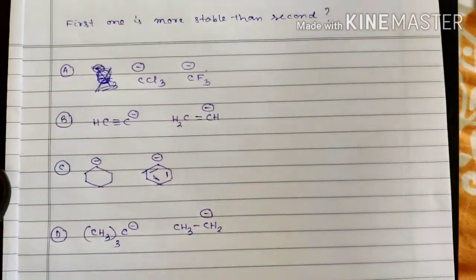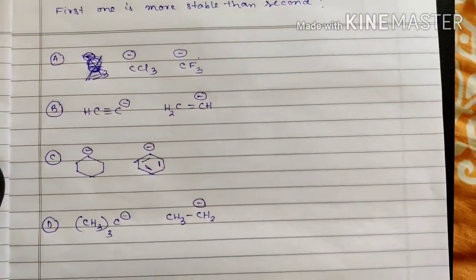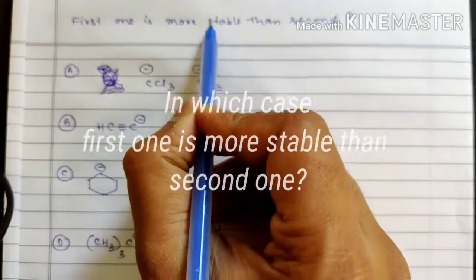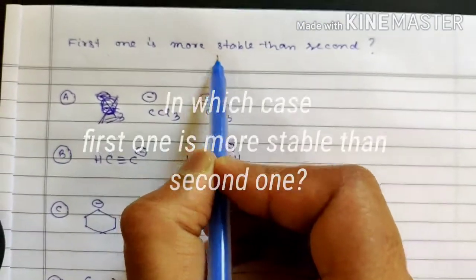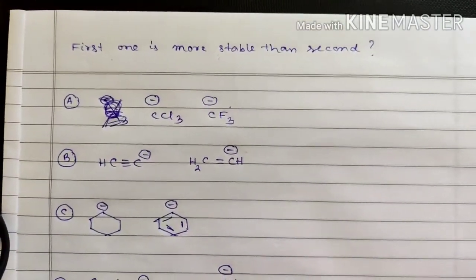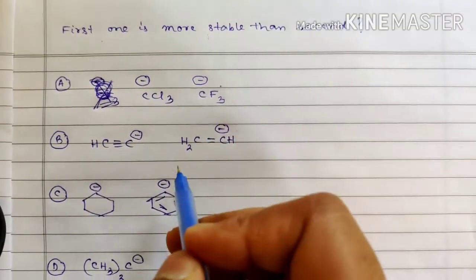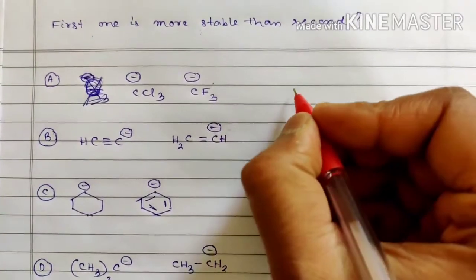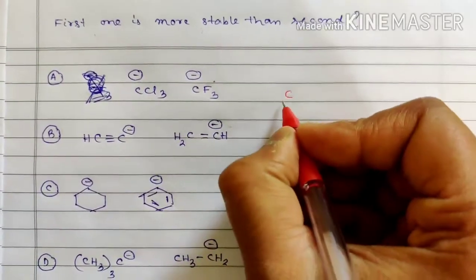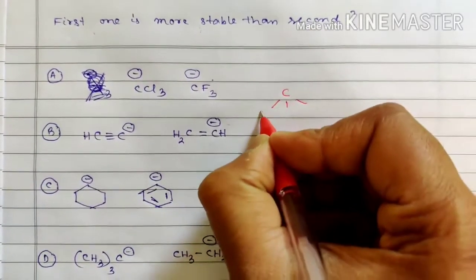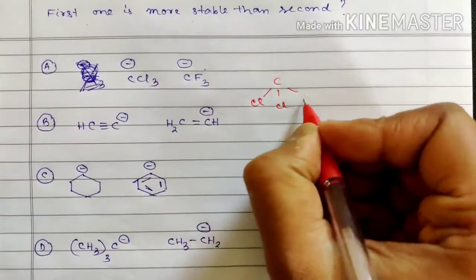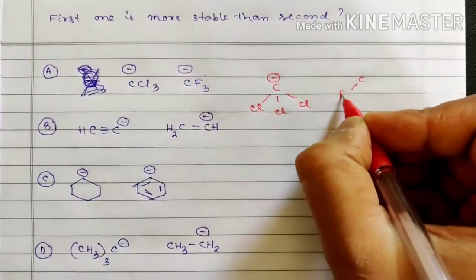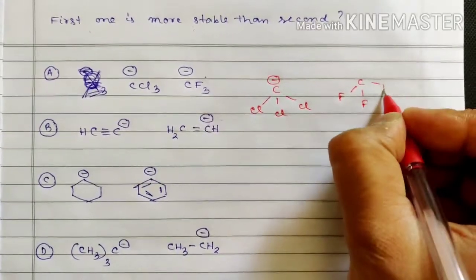Then let us talk about the carbonyls. Here the question that is given is, in which case the first one is more stable than the second one. So here you could see, first one has to be more stable than the second one. So if we see the options, here you see the first one, CCl3, 3 chlorine groups are attached, and here 3 fluorines are attached.